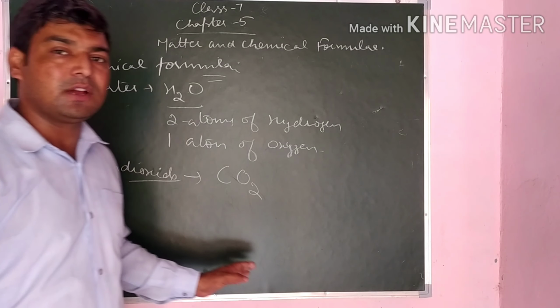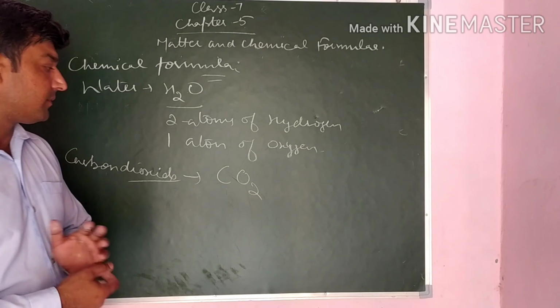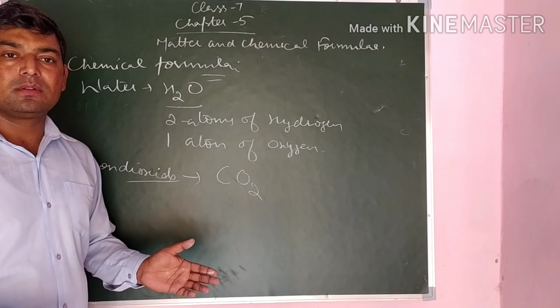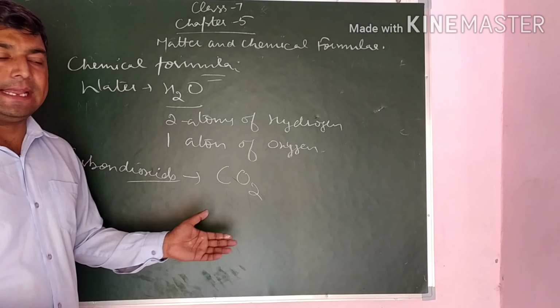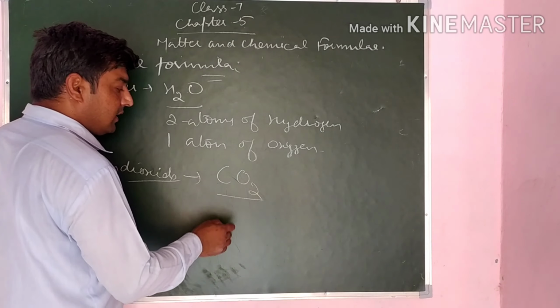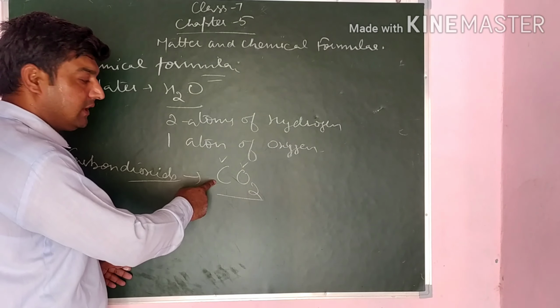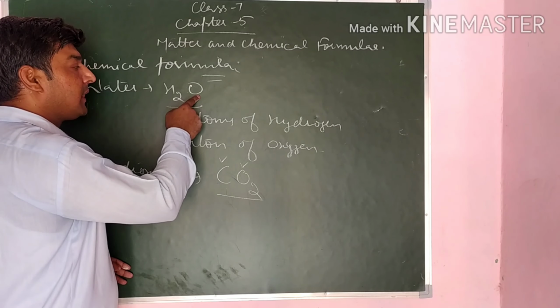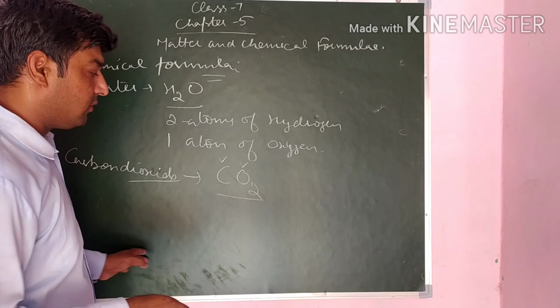This is the symbolic form, that we can represent a molecule in the symbols of their elements. Here we have the elements carbon and oxygen. The symbol of carbon is C and the symbol of oxygen is O, with a subscript 2. Here we have the symbol of hydrogen H and the symbol of oxygen O. So it is a symbolic form.